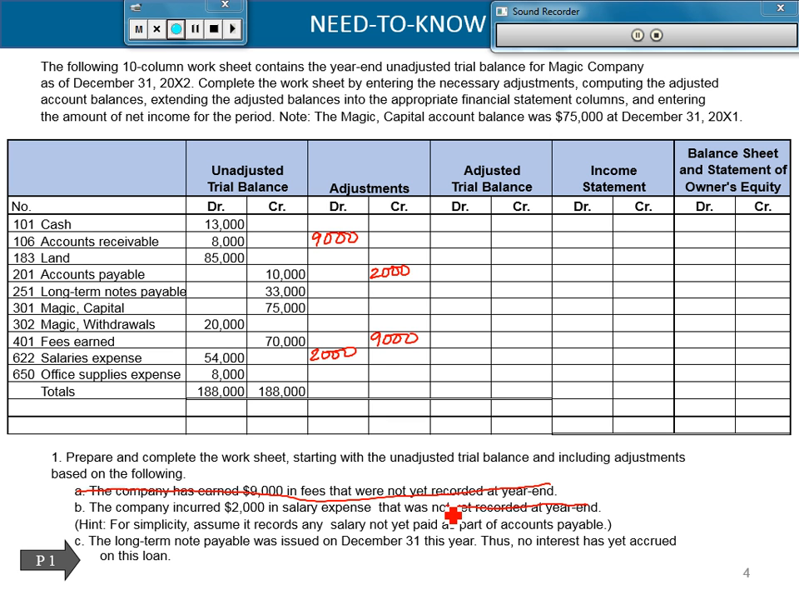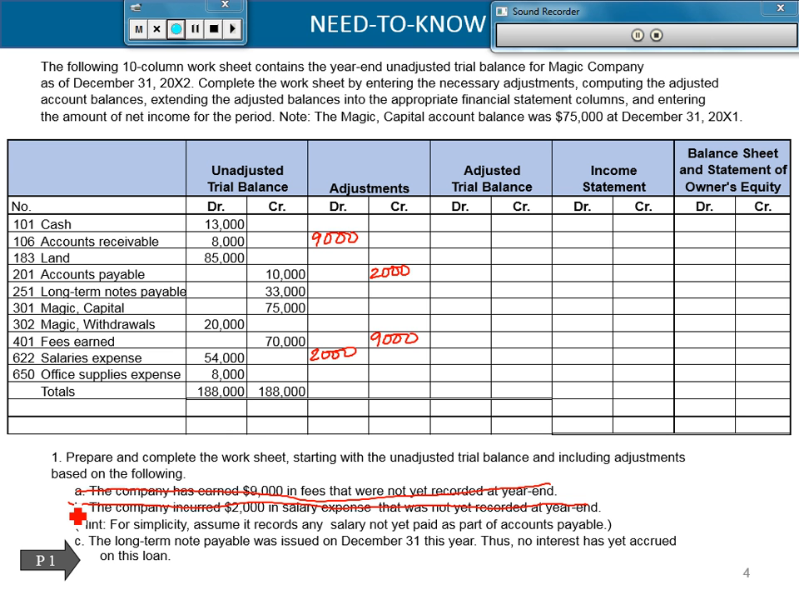And then the last one, the long-term notes payable was issued on December 31st this year. Thus, no interest has yet accrued on this loan. So what happens? Zero to interest payable. Well, nothing happens, right? Because it said that nothing had accrued.